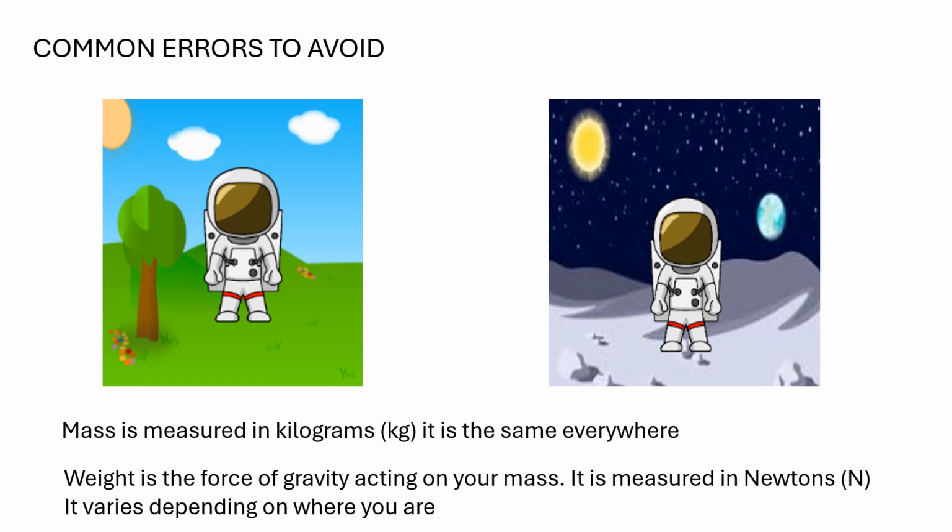However, your weight is the force of gravity acting on your mass. Weight is measured in newtons. And because gravity varies from location to location, then your weight will also vary. So on Earth, where the gravity is higher than it is on the moon, you will weigh more. On the moon, you will weigh less, even though your mass is exactly the same. If you have questions about other planets, if the gravity is higher on other planets, your weight will be higher. If the gravity is lower, your weight will be lower. Please don't get those two things confused.